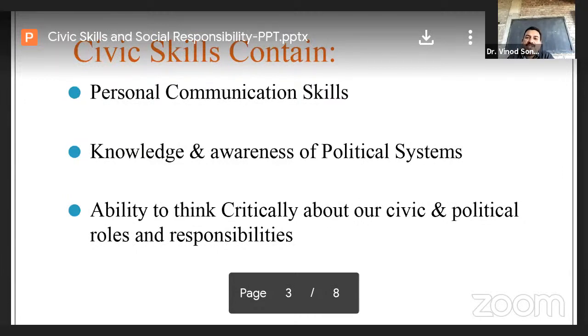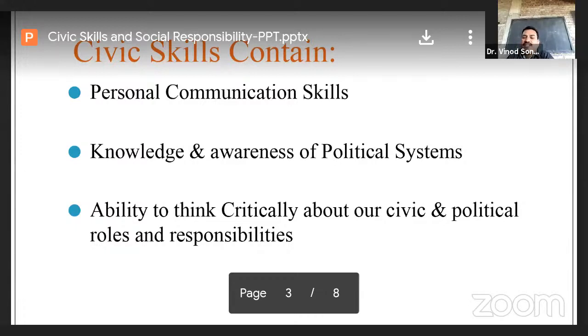And being educated persons, you should know what the civic skills are, how to acquire them, and what the benefits of these civic skills are. We have just discussed the importance of personal communication skills to become a good citizen. Later on, we have to acquire knowledge and awareness of the political system. As citizens and voters, it is definitely our responsibility to have the knowledge and awareness of the political system also.